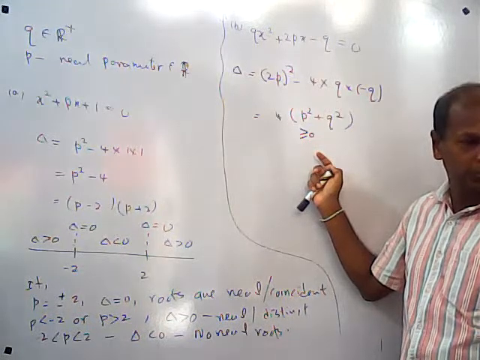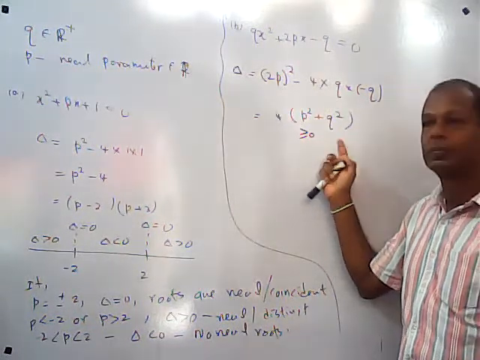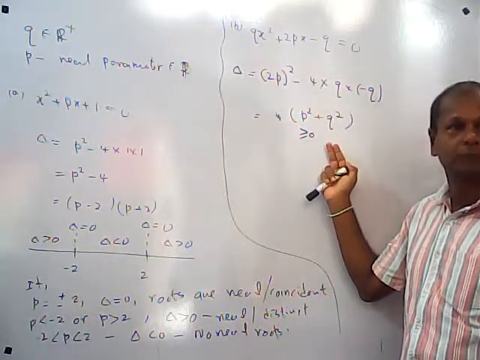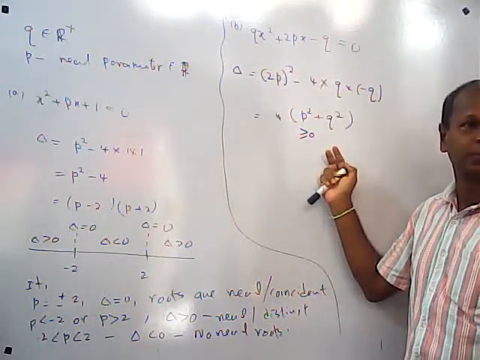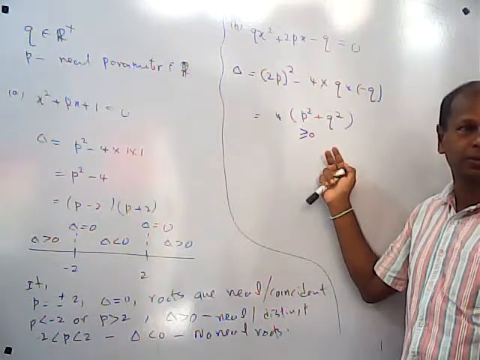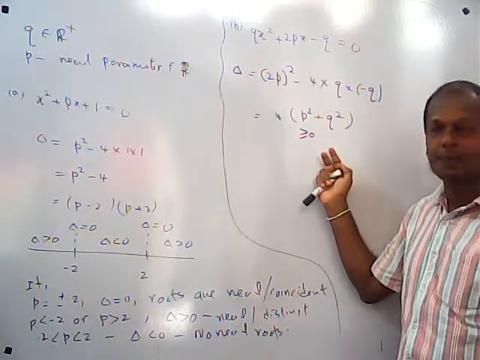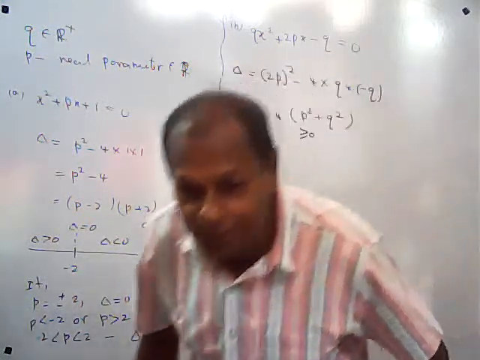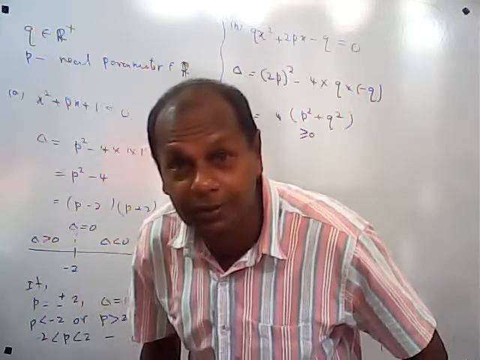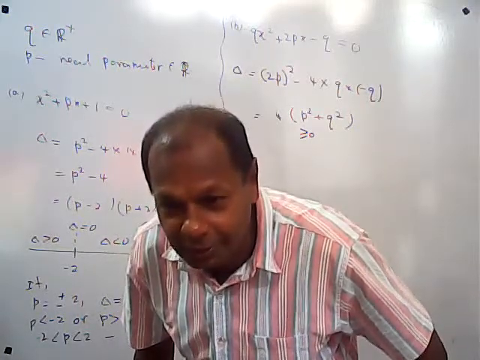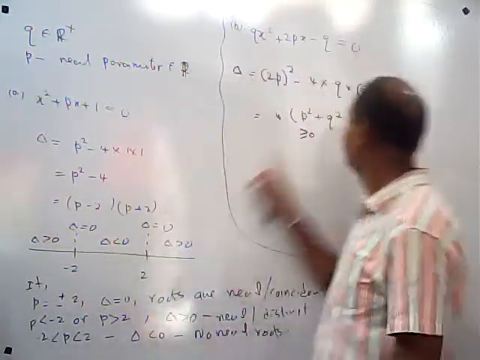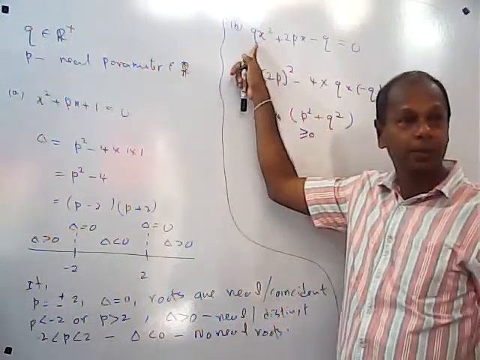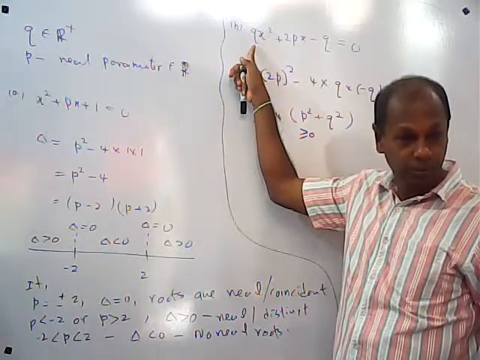Greater than or equal to 0. Excuse me? Greater than 0. Greater than or equal to 0. So they say greater than or equal to 0. It seems to be everybody saying that. Q square. Look at this. Q is the coefficient of x square. Can it be 0?